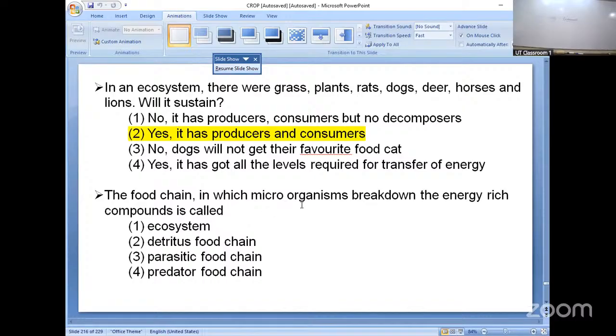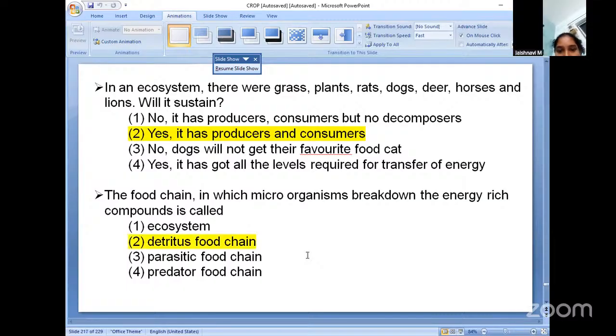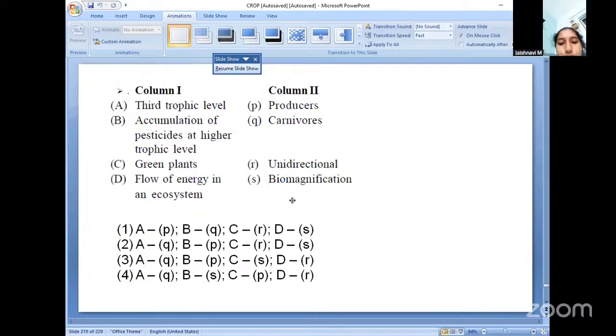Now the food chain in which microorganisms break down. In the MCQs, there might be 2 or 3 nearby answers. We have to pick the most correct one, the most nearby. The food chain in which microorganisms break down the energy-rich compounds is called ecosystem, or detritus food chain, or parasitic food chain, or predator food chain. Parasitic food chain. Detritus, decomposers. Yes, ma'am, decomposers, microorganisms.